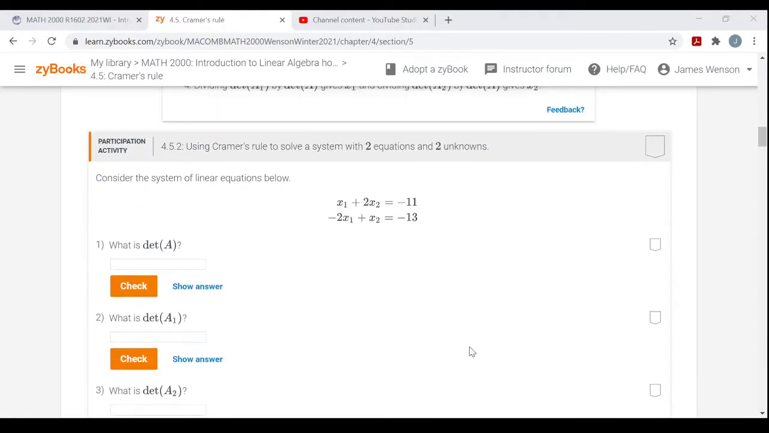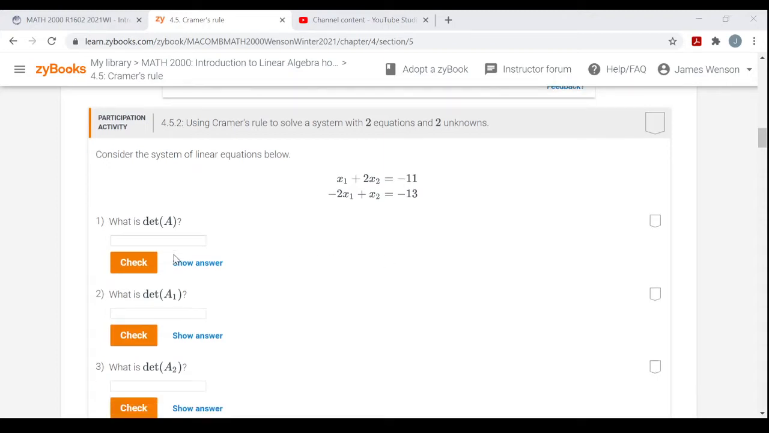All right, so I leave it to you to do this one. Write this as a matrix equation with a coefficient matrix times a variable column matrix equals a constant column matrix. And then what's the determinant of the coefficient matrix?